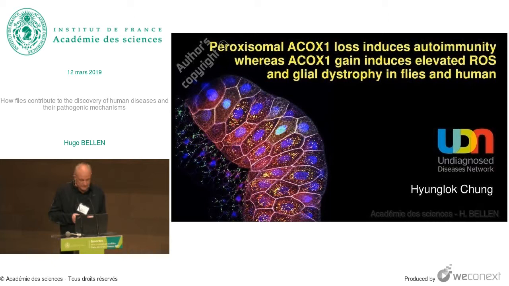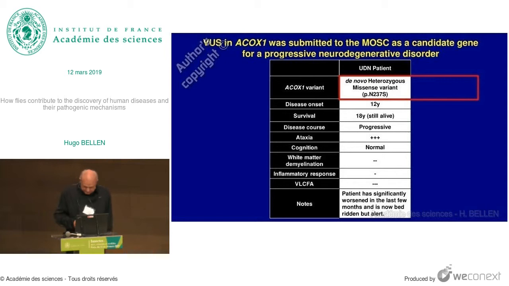But the patient that was submitted to us was of a very different nature, and he displayed very high levels of reactive oxygen species in his glia, and this has led to the near complete loss of all the neurons in this patient. So the case was submitted, and the boy was 12 years old when he had an ataxia. He's now 18 years old, and he's tetraplegic and cannot move anymore. He can barely speak at this point. So this was a progressive disease.